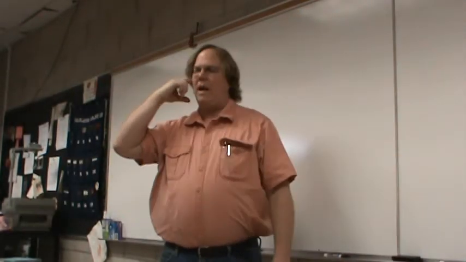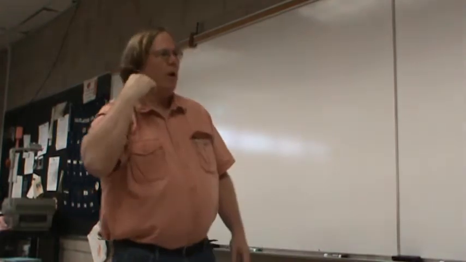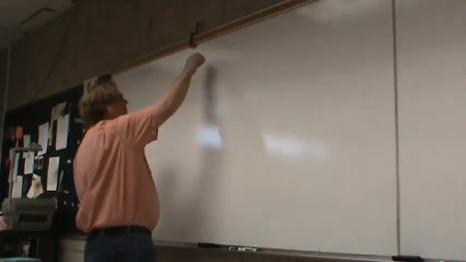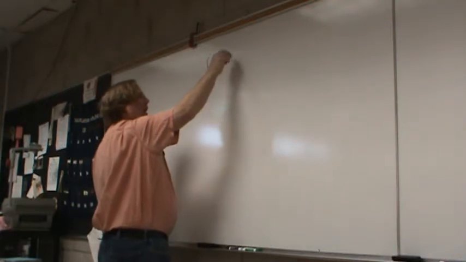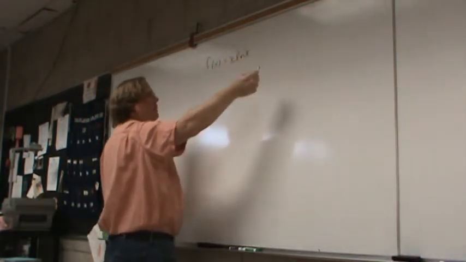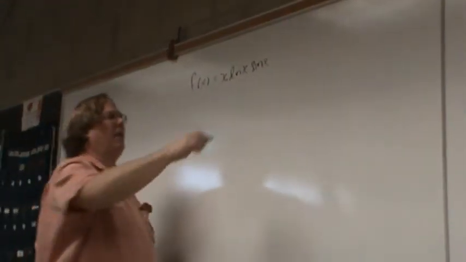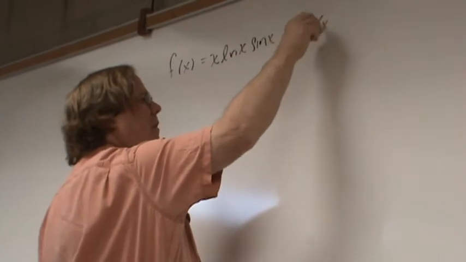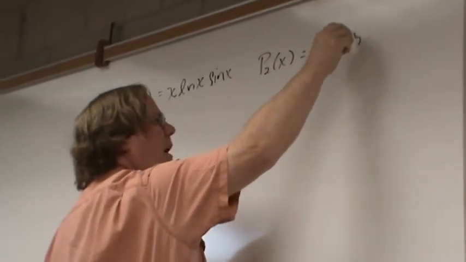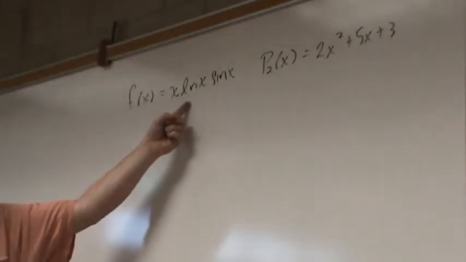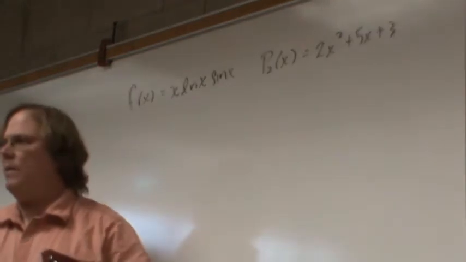Introduction to Maclaurin and Taylor polynomials. What we're going to do in Chapter 8, chiefly, is approximate weird functions with polynomial functions. Here's why, and don't write any of this down, this is just intro, but I can have a weird function like x times the natural log of x, sine x or something like this, which is horribly weird. And then I can have polynomial functions, like 2x squared plus 5x plus 3. And if I could approximate this horribly weird function with a polynomial function, that would be a good thing.